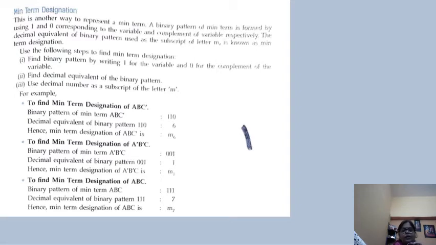Now the second is A complement, B complement, C. A complement means 0, B complement means 0, and C is 1. So the binary pattern 001 is the decimal number 1, and your min term designation will be M1. In the third example, ABC, there is no complement, so the whole pattern will be 111, which is 7 in the number system, and the designation will be M7. This is your min term designation.